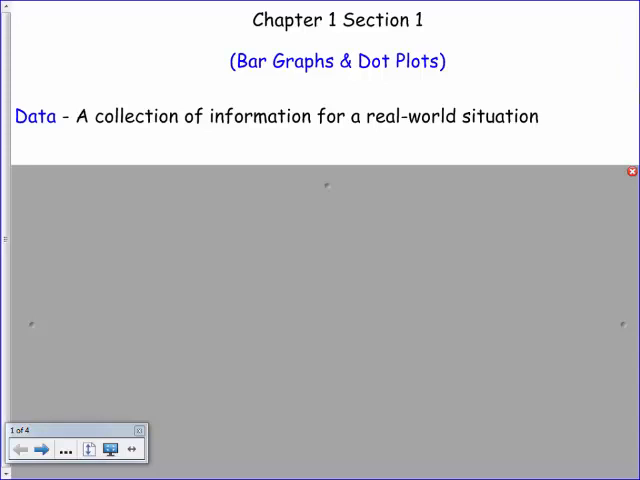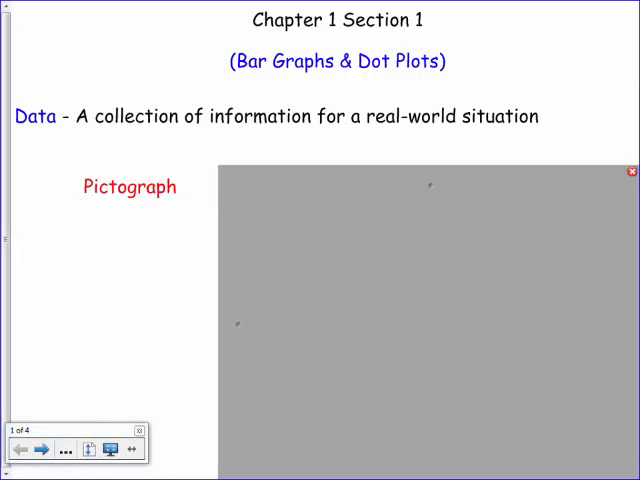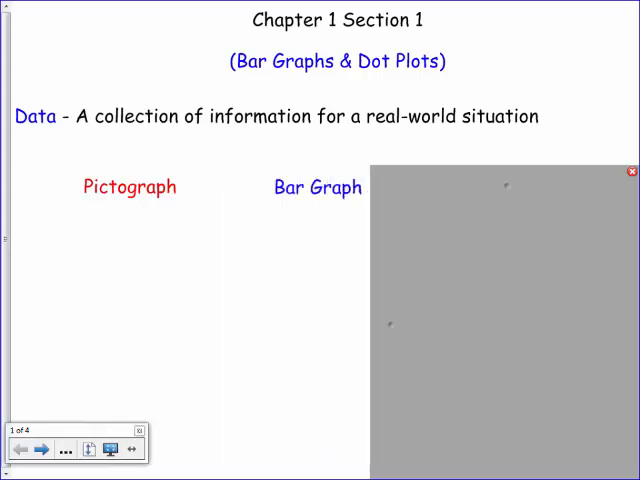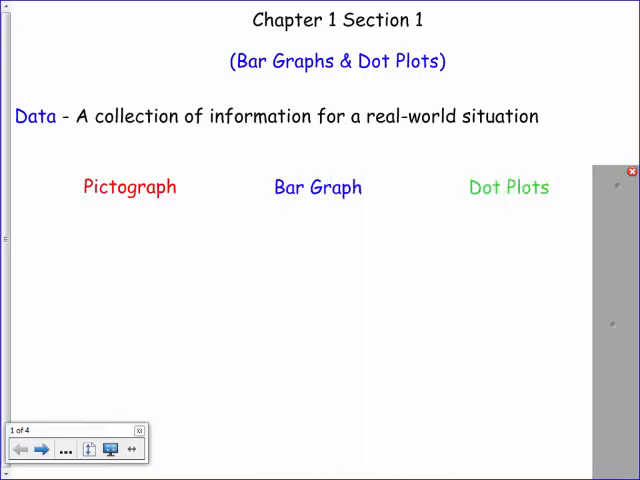Remember, data is just a collection of information, and usually we collect it in a real-world situation. And we're going to look at 3 types of ways we can graph that data. The first one we're going to look at is called a pictograph. It's almost like a bar graph, but we're using pictures to represent it. And then we will do a bar graph. And then finally, dot plots. These are also known as line plots. Our book simply calls it dot plots because we actually use dots to plot rather than X's or something else. But you'll see what I mean when I get to that.